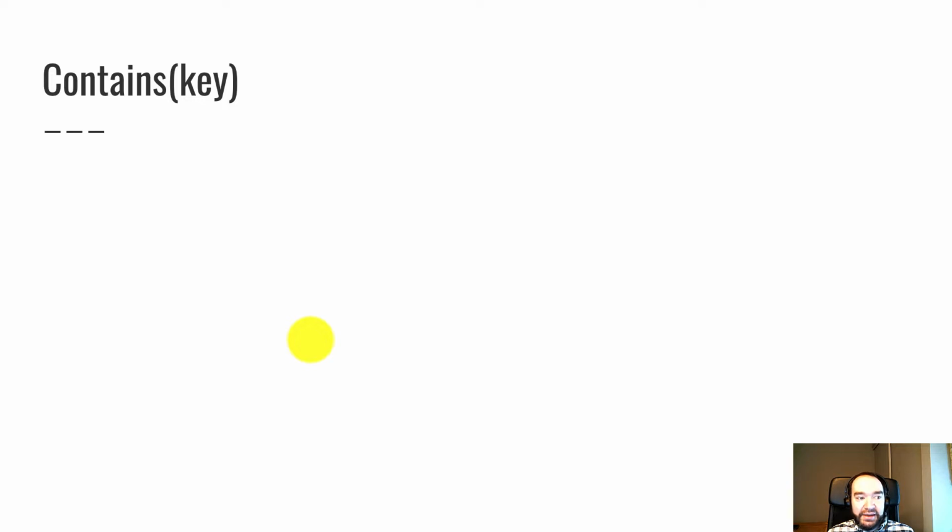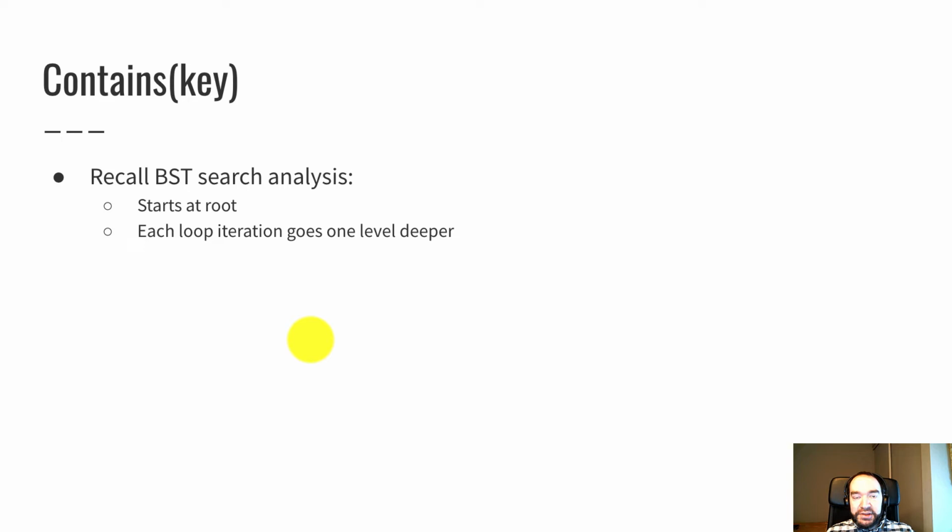Now contains key. So contains key does a binary search tree search. We've analyzed that already. Remember that the way that a binary search tree search works is you start at the root, and then there's a loop that keeps going deeper and deeper in the tree until the search is over, because we either found what we wanted or reached a null pointer and we know that the key is absent.